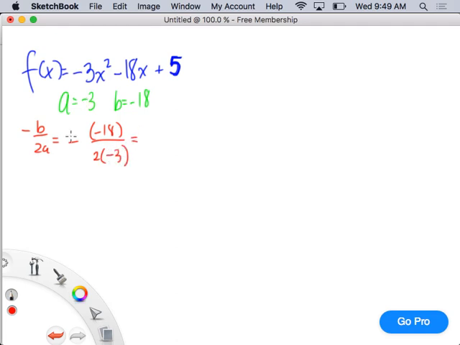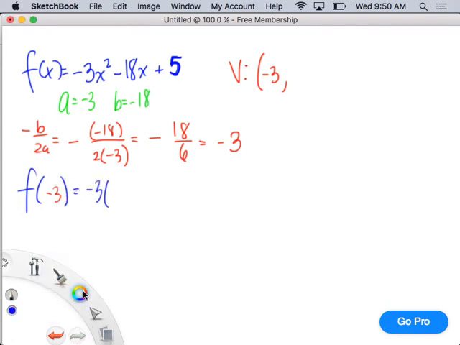Well, this is interesting. I've got a negative times a negative. That would be positive. Then I've got another negative. So what does it end up as? Negative. So negative 18 over 2 times 3, which is 6, ends up as negative 3. So my vertex is negative 3. And then I just go ahead and plug that into the function. F of negative 3. So I'm evaluating my function at negative 3.